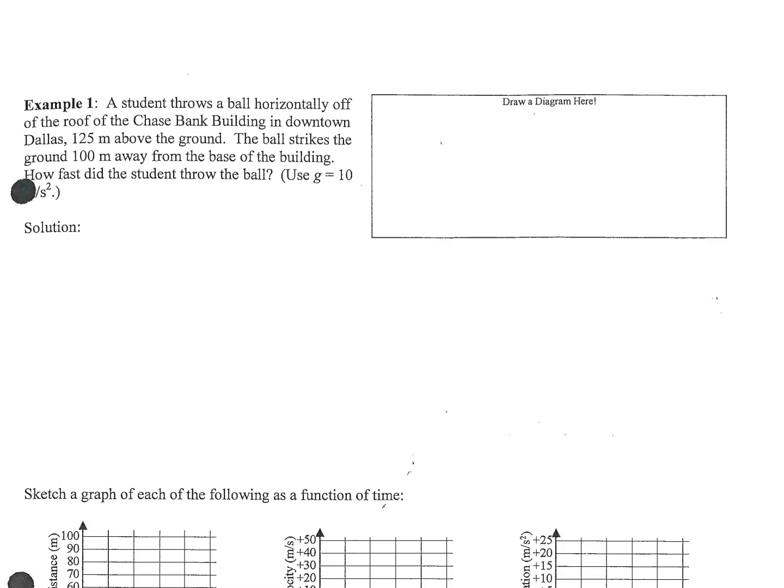If we have a horizontal launch, throw horizontally off the Chase Bank building. So we've got a bank building, and we're going to throw something horizontally with an initial velocity v. We know the bank building is 125 meters tall, and this thing is going to go this way and land somewhere, boom, here. It says 100 meters, so this is 100 meters away. How fast did the student throw the ball?